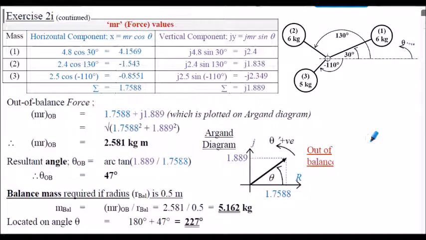Finally, you've got to find the balance mass. We know the balance radius is 0.5 meters, I think, in the question. So rearranging to find the balance mass, I get 5.162 kilograms. And don't forget the angle that we need to put our balance mass at. So we get the 227 from, all right?